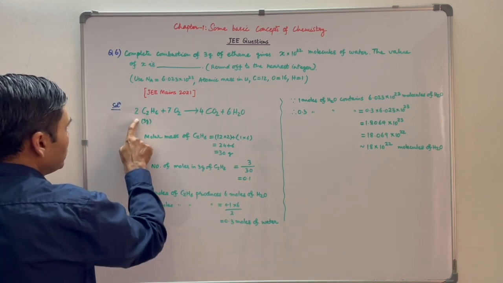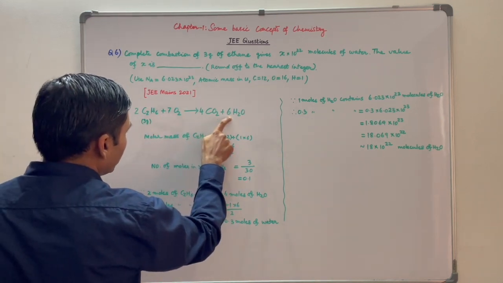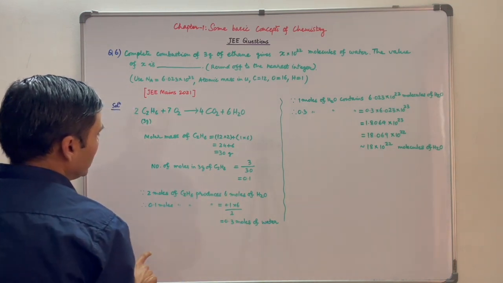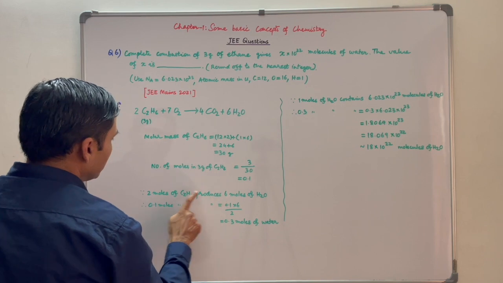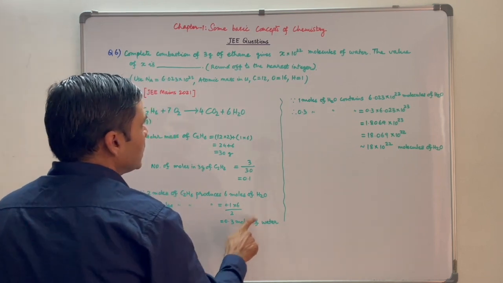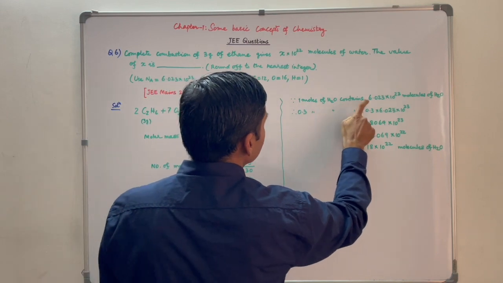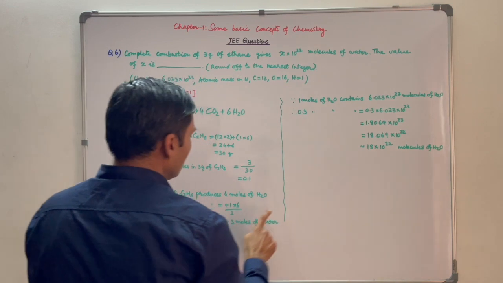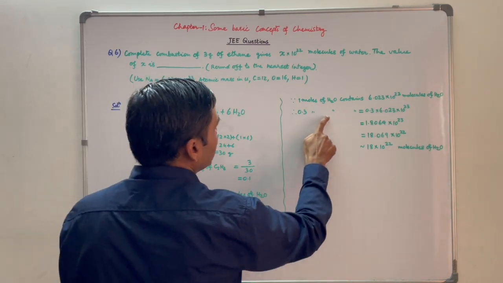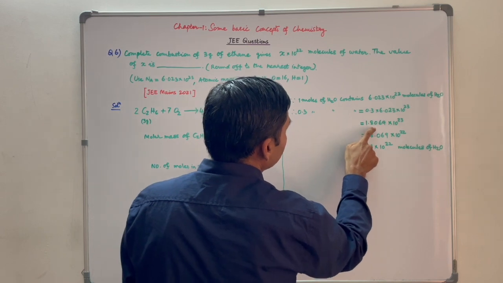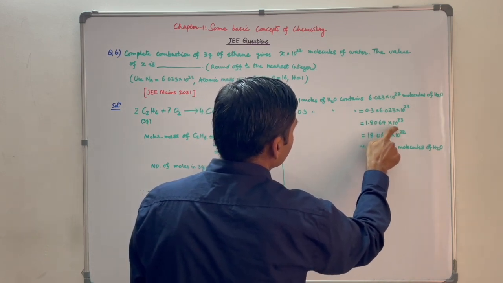Now 2 moles of C2H6 produce 6 moles of water. So 0.1 moles of C2H6 will produce how many moles of water? It will be 0.1 into 6 upon 2. That is 0.3 moles of water. We know that 1 mole of water contains 6.023 into 10 to power 23 molecules of water. So 0.3 moles of water will contain how many molecules of water? That comes out to be 1.8069 into 10 to power 23.